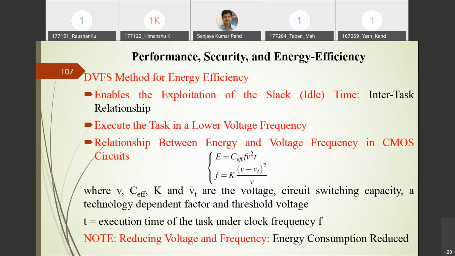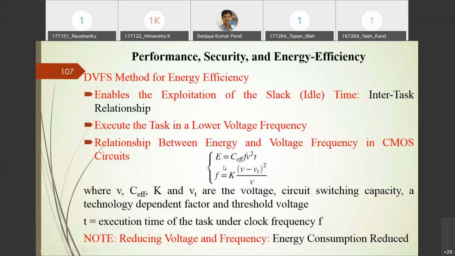So we discussed that it will execute the task at a lower voltage and frequency so that the energy will be minimized. They are using a particular formula here where you can establish the relationship between the energy and frequency. Energy is nothing but C efficient. C efficient is nothing but, you have studied something called circuit switching in computer network, so here we are using circuit switching capacity. F is nothing but your frequency, which is derived here. V is nothing but your voltage. T is nothing but the execution time of a particular task.